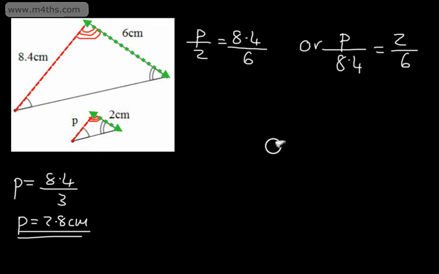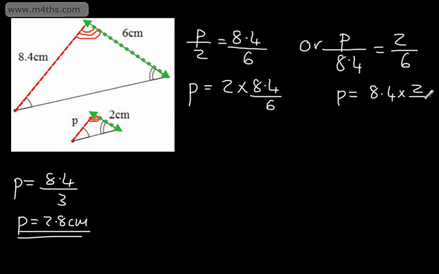So on this one, again, I've done two different equations. I'm letting you choose. What we can say is P will be equal to 2 multiplied by 8.4 over 6. What you might see is 2 over 6 is a third. This is a third of 8.4, exactly what we got here. It's the same thing. Here, what we'd have is P is equal to 8.4 multiplied by 2 over 6. Well, 2 over 6 is a third. Exactly the same. We're going to get 2.8. We can't escape from that.